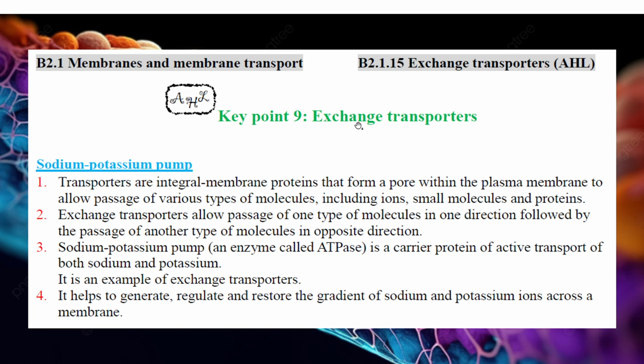And we call two kinds of transporter. One is an exchange transporter. We transport in a specific direction, for example, the sodium potassium pump.